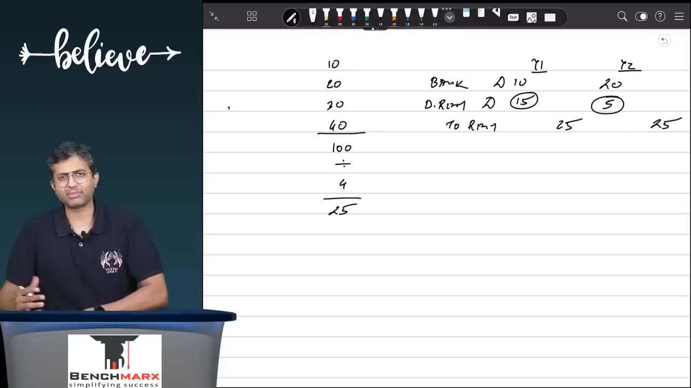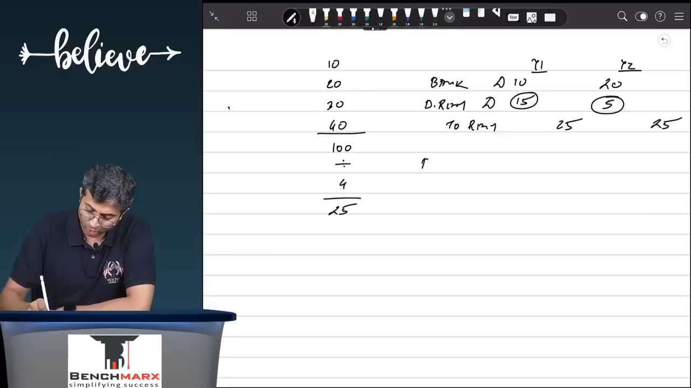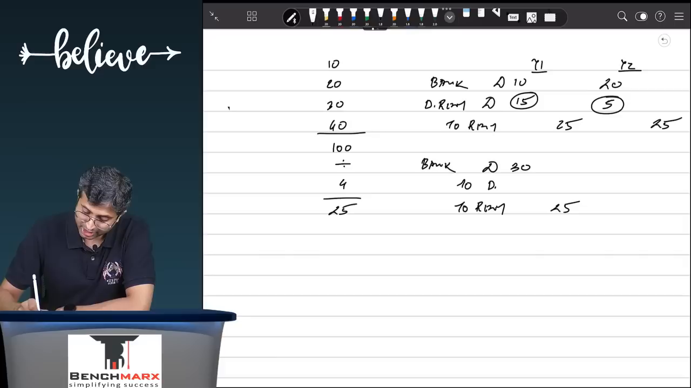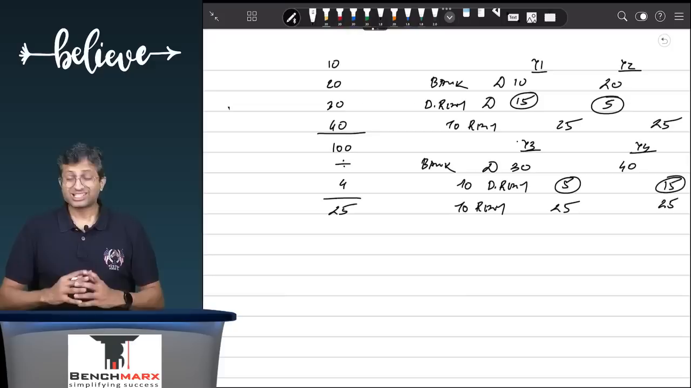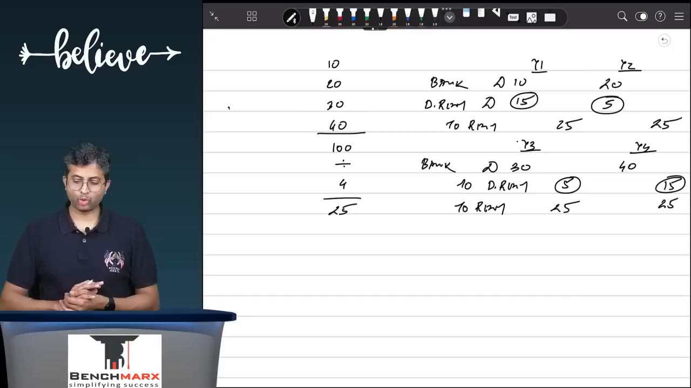5 rupees will be in deferred rent, and hence the balance in the deferred rent is 20 rupees. Now, in the third year, you are going to receive 30 rupees, but your rent income that you will recognize is still going to be 25. And as a result, you will reverse the deferred rent to the extent of 5 rupees. And then when you go to year 4, you will have 40, rent is still 25, and hence 15 will be adjusted against the deferred rent. So this is how your working is going to progress over a period of 4 years. Deferred rent will become zero.